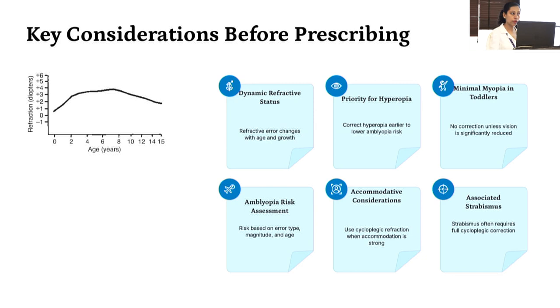And you should give priority to hypermetropia, because hypermetropia has a higher chance of amblyopia. And myopia, if it is minimal myopia in a toddler, need not be corrected. But if it is significantly affecting the vision of the toddler, it has to be corrected. Amblyopia risk has to be taken into account in all cases, and you should also look for the presence of strabismus. If there is strabismus, the full cycloplegic correction has to be given.